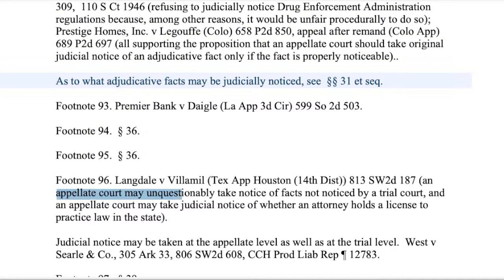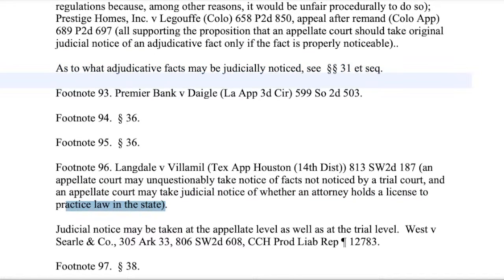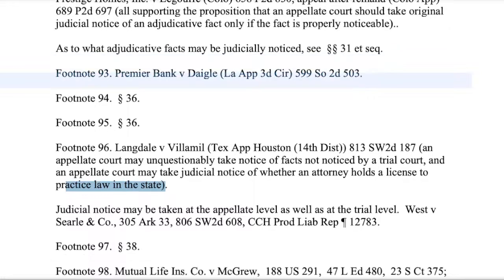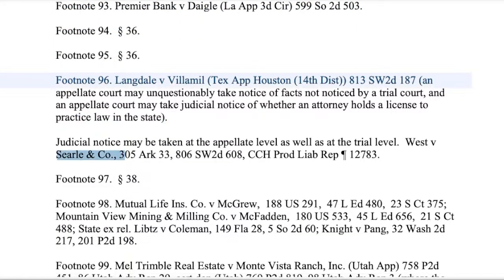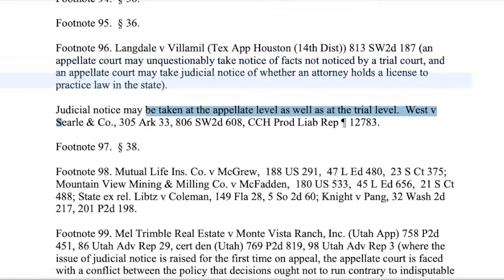An appellate court may unquestionably take notice of facts not noticed by a trial court, and an appellate court may take judicial notice of whether an attorney holds a license to practice law in the state. Judicial notice may be taken at the appellate level as well as at the trial level.